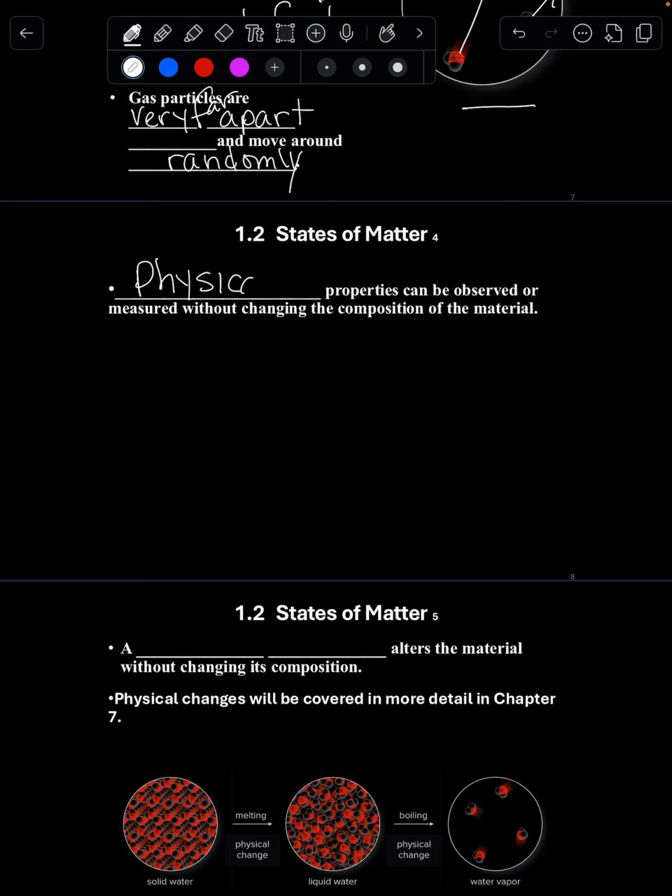So matter can take on physical properties, and these are things that can be observed or measured without changing the composition. Remember, composition, that word means what it's made of, the material that it's made of. Some examples of physical properties you can list here. One is boiling point. Another would be melting point. These are actually the temperature at which boiling and melting takes place, and that's different for different substances.